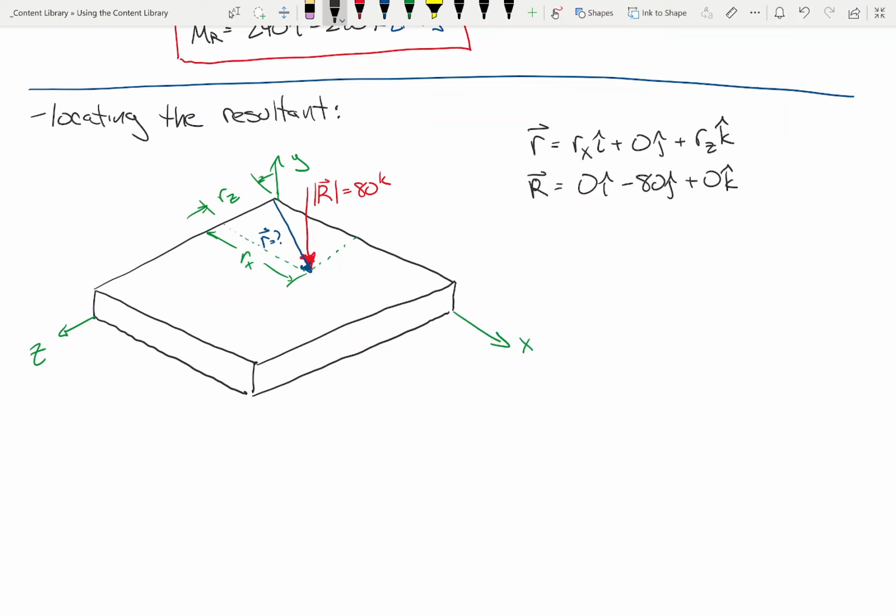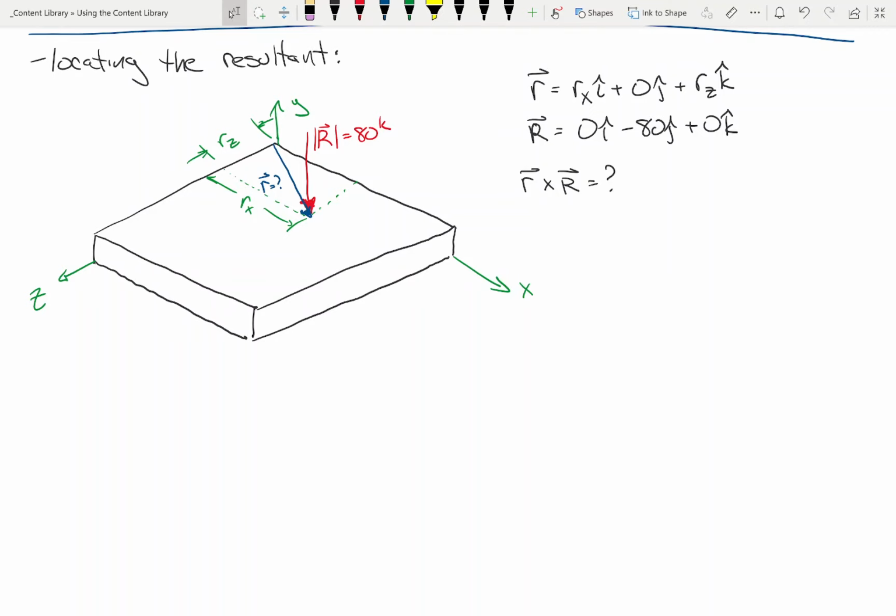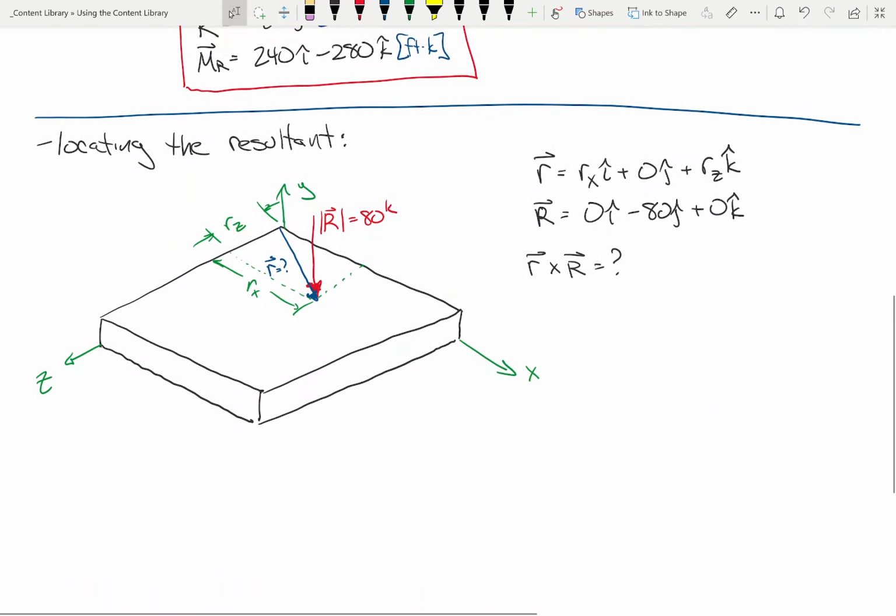Now remind me, what did we get as M cross R? We got, what was it, 240i, 280j, is that what we got? Okay. So maybe what we ought to do is take the cross product of these two vectors and see what we get. So what happens if we do this?